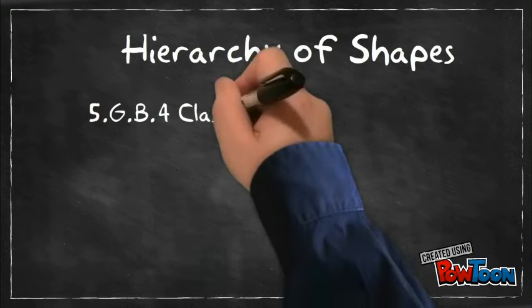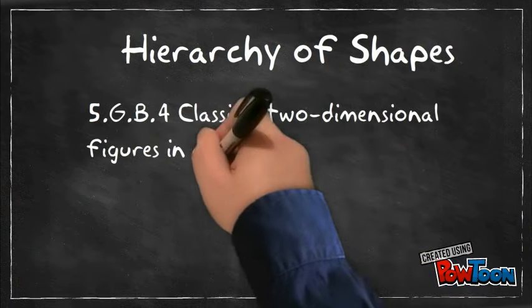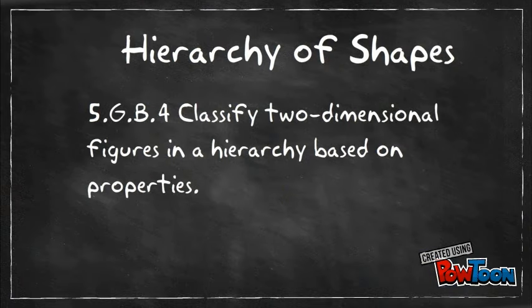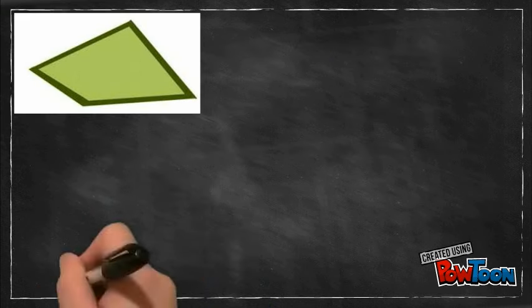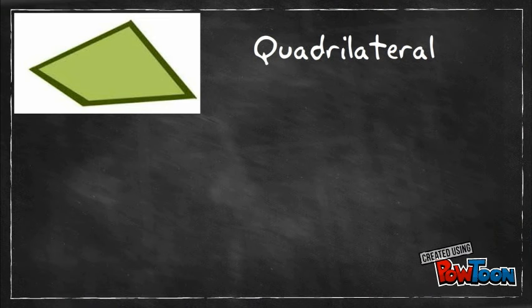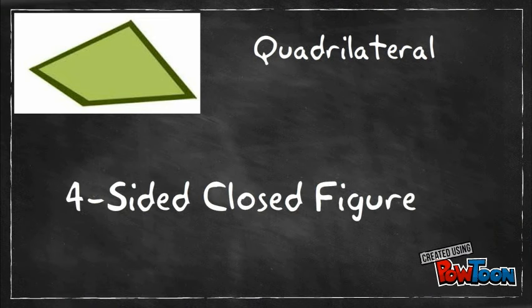Today we're going to talk about the hierarchy of shapes, which is how the shapes relate to one another. A quadrilateral is any closed shape that has four sides. Not all sides have to be equal or shaped a certain way.